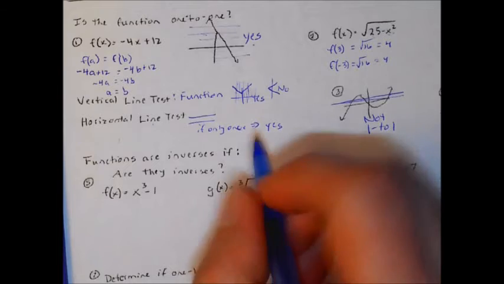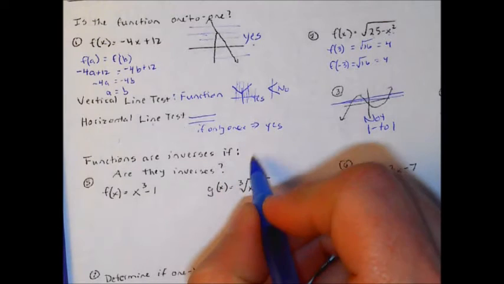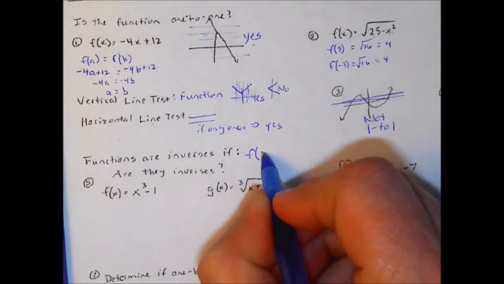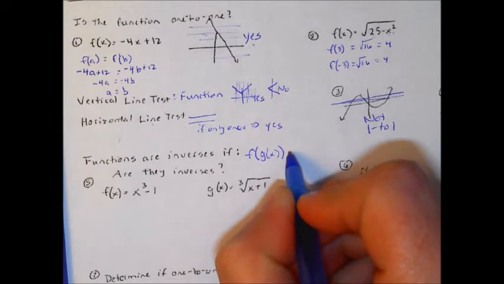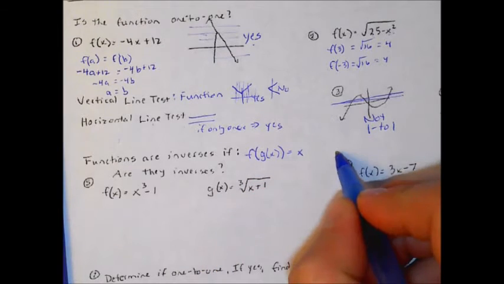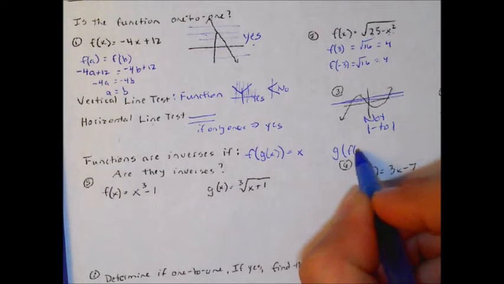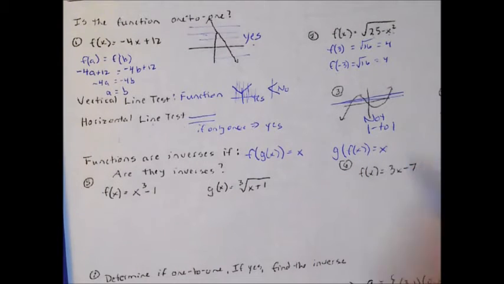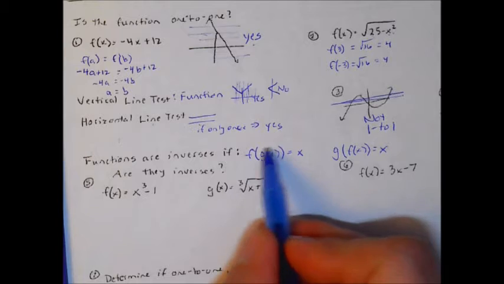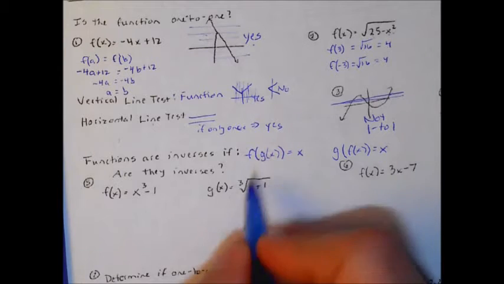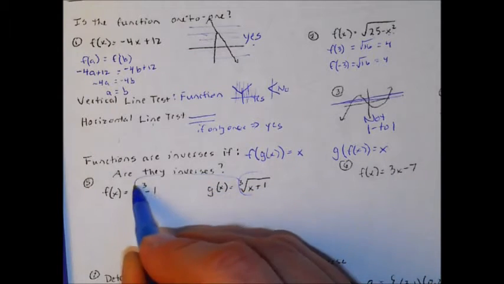The analytic way of proving two functions are inverses is to say that f of g of x, when I work that out, will equal x, and if I work g of f of x out, that will also equal x. So if I have these two functions, I want to prove they're inverses of each other. Remember how to find f of g of x? You take your g of x function and plug it in right here.